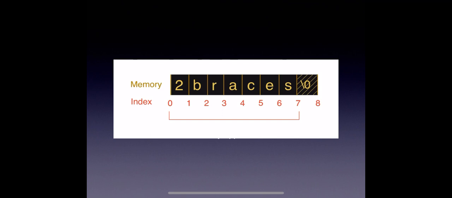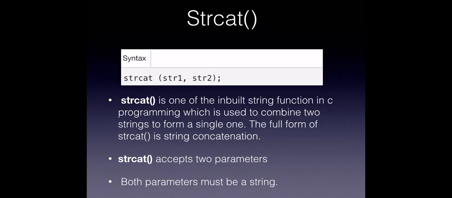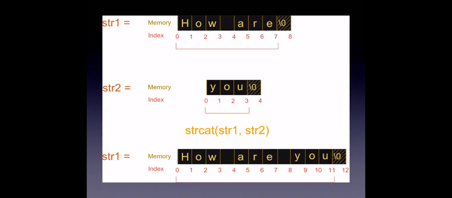The next is string concatenation, or strcat. It's also found under the string.h library. It's used to combine two strings. It has two parameters and accepts only strings. The syntax is strcat, and the parameters are two string variables. So let's see an example.